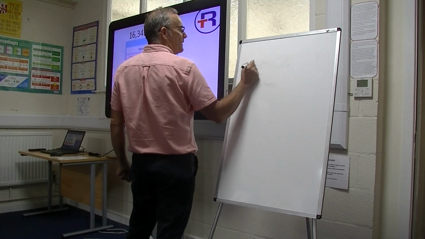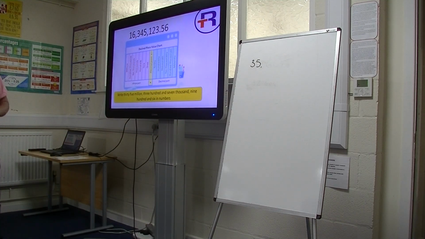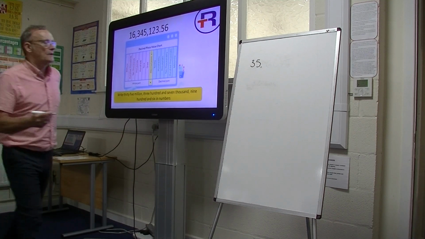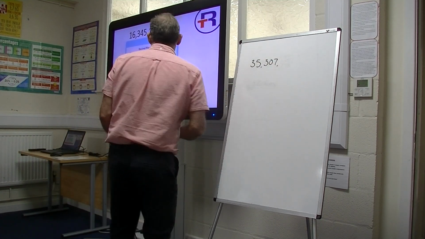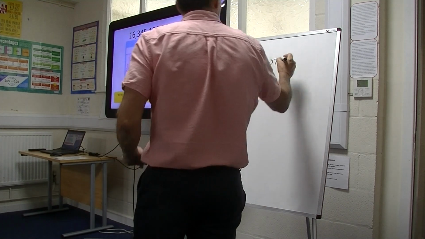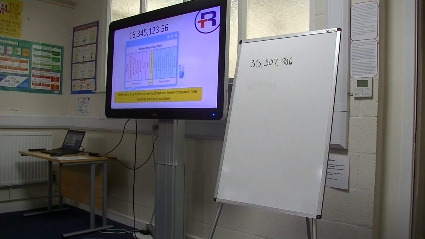35 million, so 35, yeah? Comma, yeah. And then 307. And then 906. Anybody got anything different to that? Let's see if she's right.